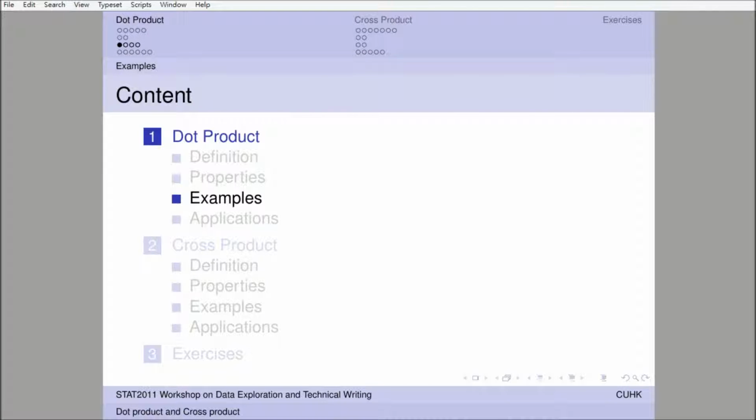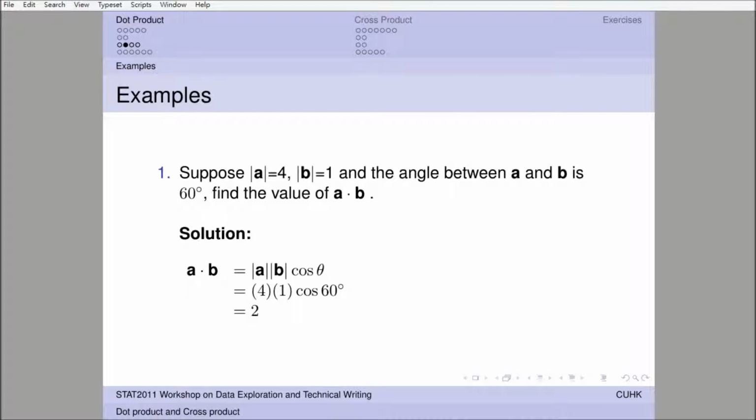Now, let's try some examples. Suppose the length of vector A is 4 units and that of B is 1 unit, and the angle between A and B is 60 degrees. The value of A dot B can be found by 4 times 1 times cosine 60 degrees, which equals to 2.